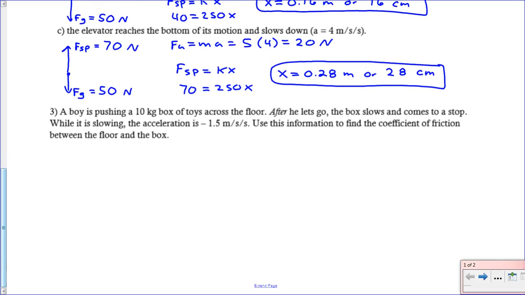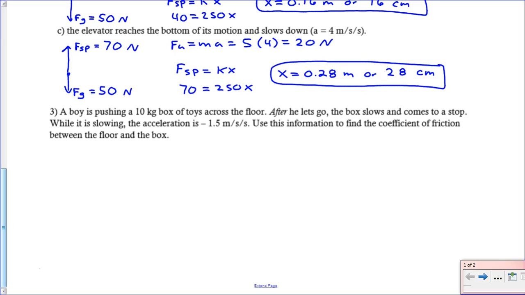Okay, this next one, we've got a boy who's pushing a 10 kilogram box of toys across the floor. It says he lets go, and the box slows and comes to a stop. While it's slowing, the acceleration is negative 1.5 meters per second squared. Use this information to find the coefficient of friction between the floor and the box.